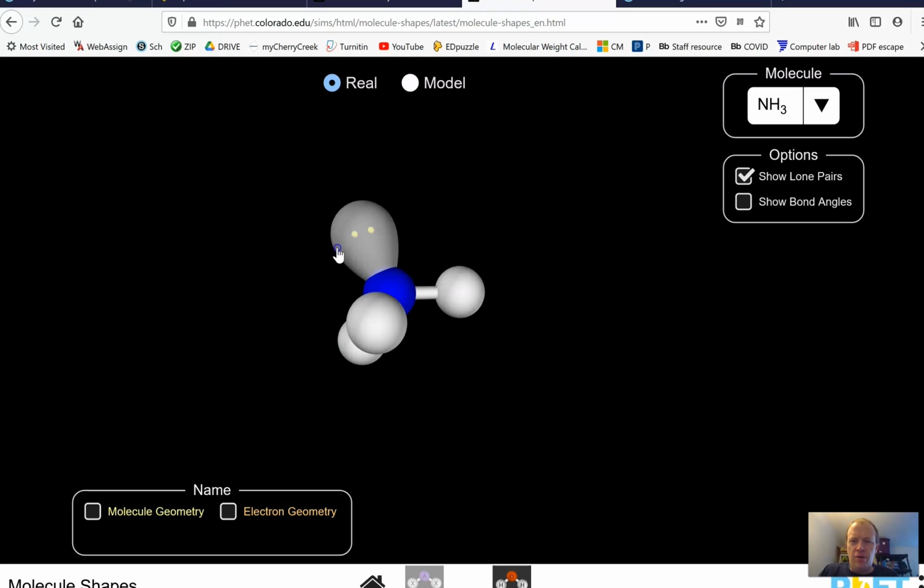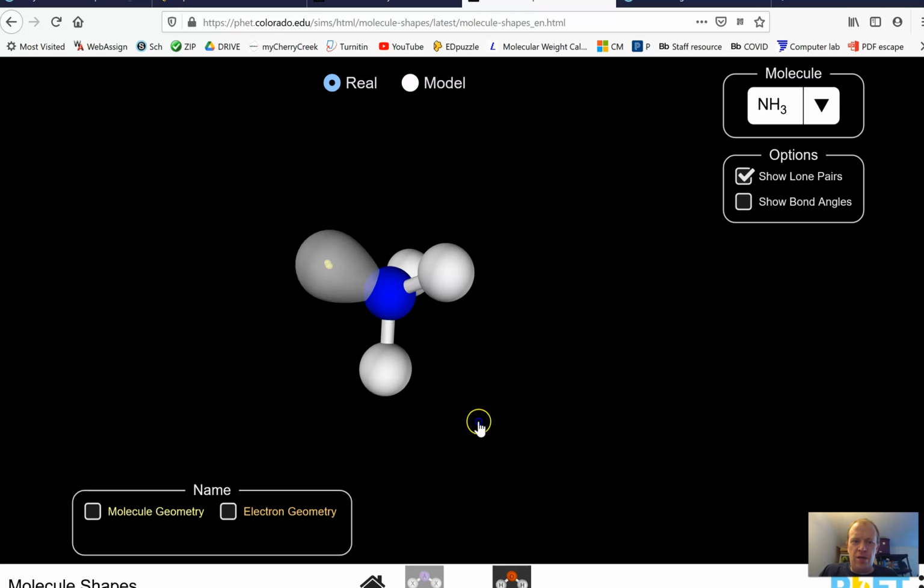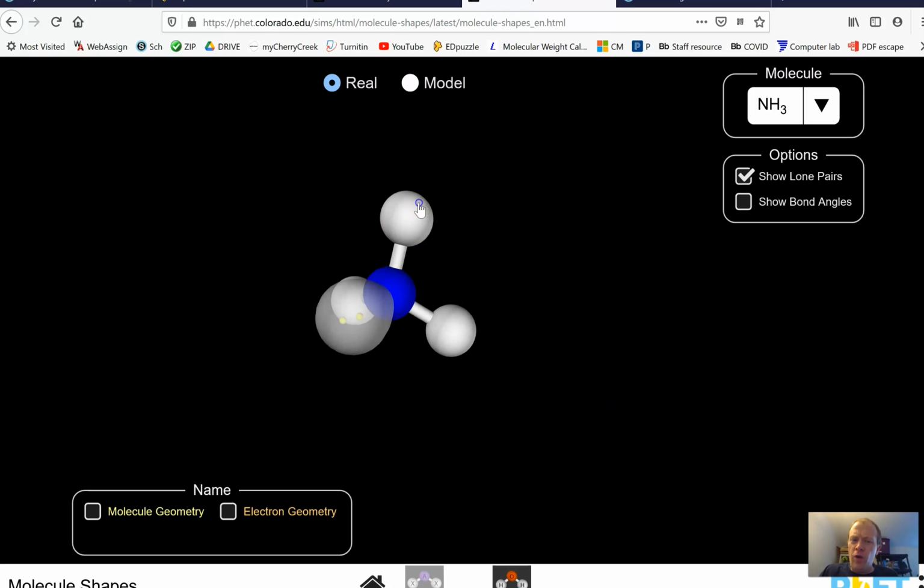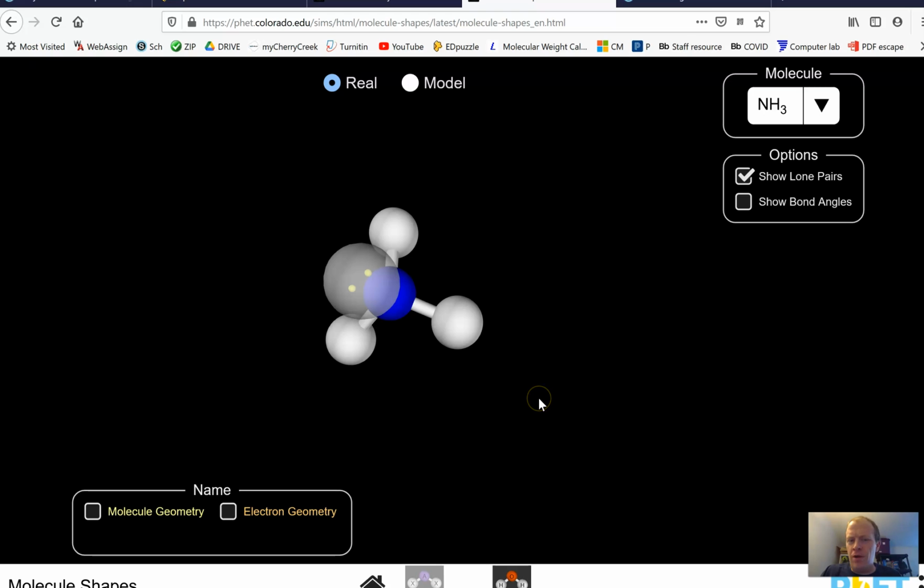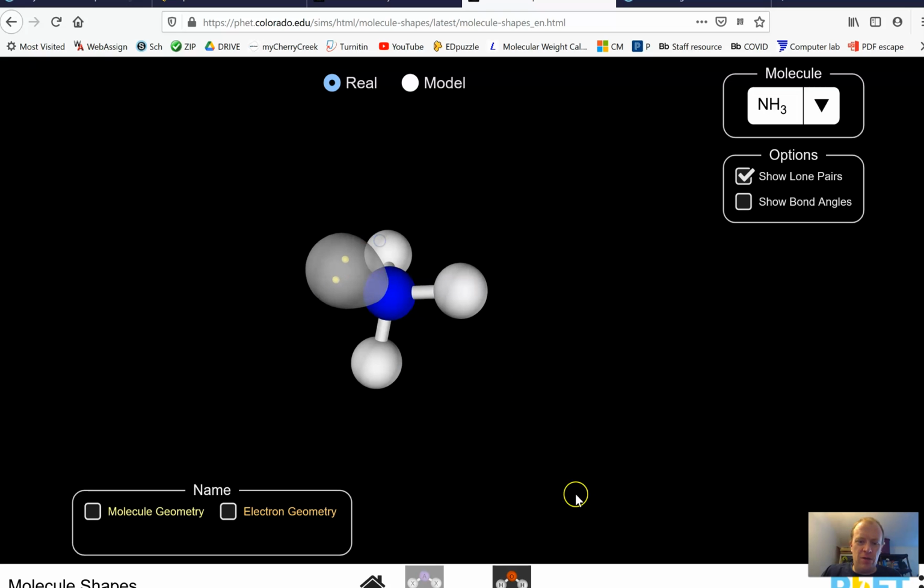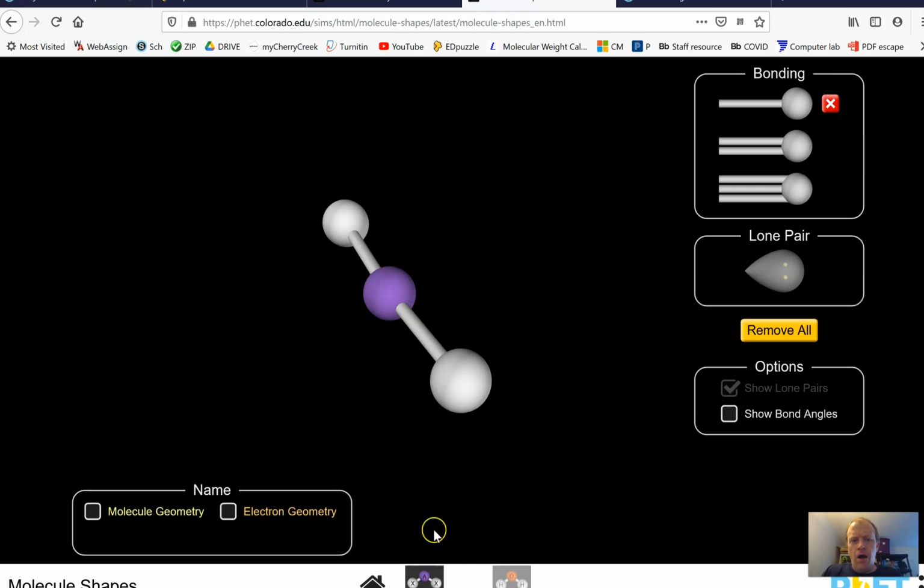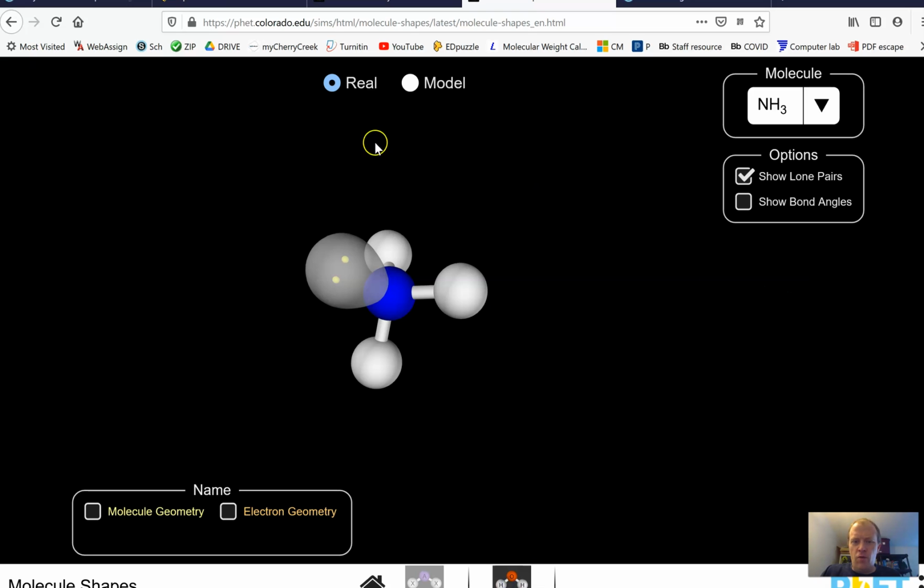And it's trigonal pyramidal. The trigonal pyramidal shape is generally always polar because it's not symmetrical. Remember, a lack of symmetry is what leads to polarity. So you're looking for something to be not symmetrical to be polar. If we were doing this in the classroom, we would have kits.